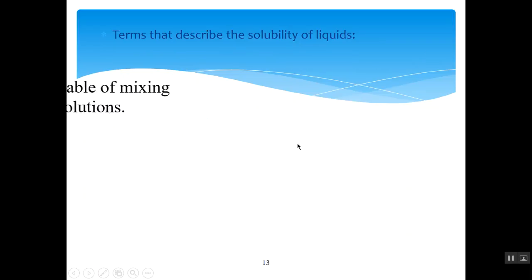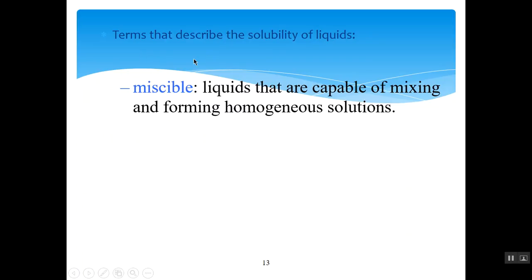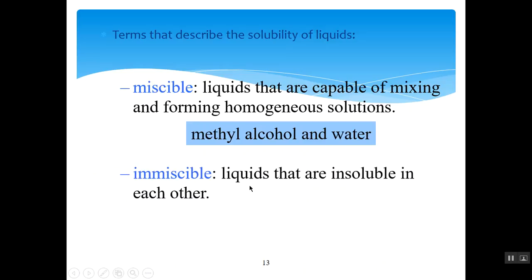In terms of the terms that we use to describe the solubility of liquids, there are two main terms. You have miscible and immiscible. When we say a liquid mixture is miscible, we're saying that the components that make up the liquids in that mixture would be completely homogeneous. They're completely mixed with each other. A good example of this is methyl alcohol and water. Methyl alcohol and water are soluble in each other in all proportions. It doesn't matter if it's 90% water and 10% methyl alcohol, or the other way around, or 50-50 or 75-25. They will completely mix.